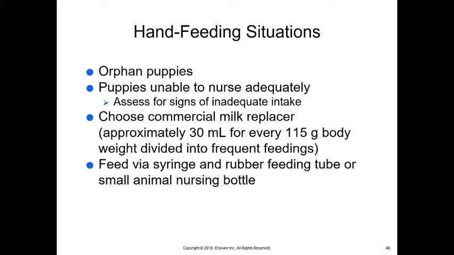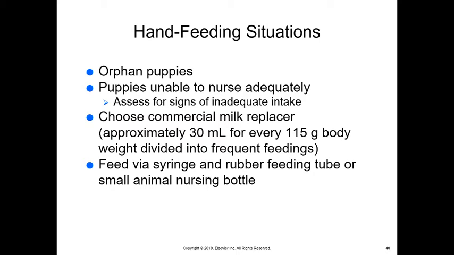If you have orphan puppies that are unable to nurse adequately, you need to watch them very closely. You're going to assess them for signs of inadequate intake. They're going to be crying a lot more. They're going to be cold. Their belly's not going to be full, and they're obviously not going to be gaining weight.